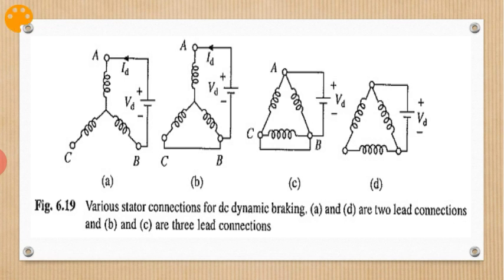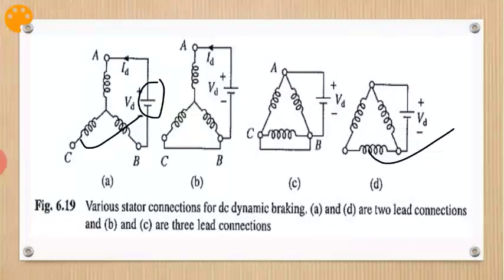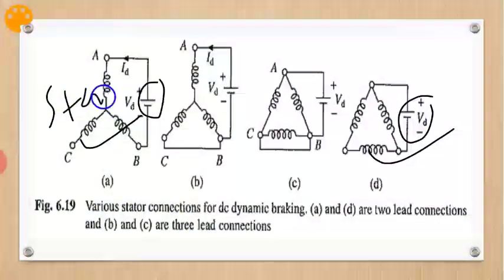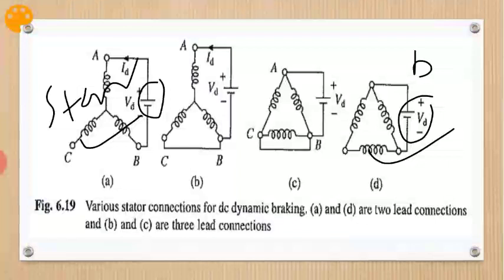Okay, so the first one: figures A and D are 2-lead connections. A and D are 2-lead connections because if you look here, in A and B the DC supply is connected. Similarly here also, this is a star connection, and this is a delta connection. So, 2-lead connection.